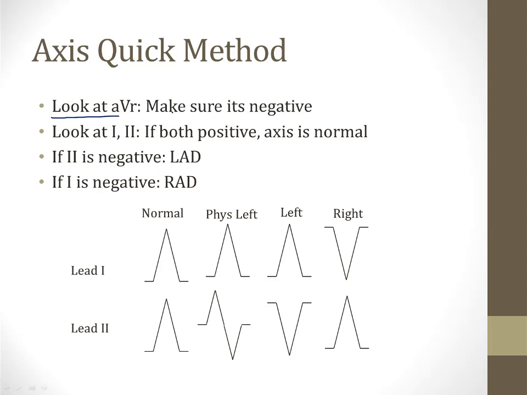You look at AVR quickly to make sure it's negative, which tells you the leads have been placed properly. You then look at lead 1 and 2. If they're both positive, the axis is normal. If lead 2 is negative, you have left axis deviation, and if lead 1 is negative, you have right axis deviation. And I've shown you the shapes of all these on the screen here so you can remember them.